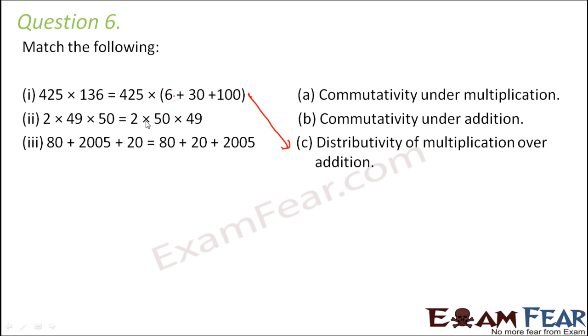Second one, 2 into 49 into 50 is equal to 2 into 50 into 49. What have we done? We have done nothing. We have just exchanged the position. Wherever we talk about exchange, we talk about commutative property. Now this involves multiplication, so this is commutativity under multiplication. The last one, 80 plus 2005 plus 20 is equal to 80 plus 20 plus 2005. Here also just the positions have changed. So that is also commutativity, but this time it is addition. So commutativity under addition.